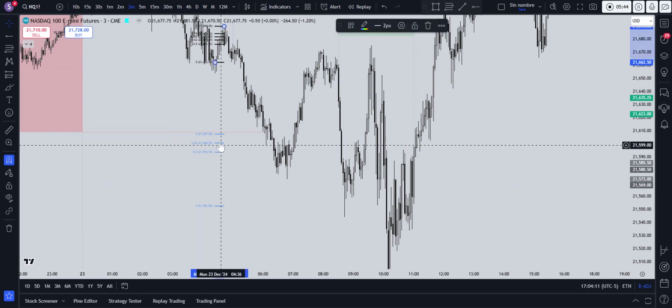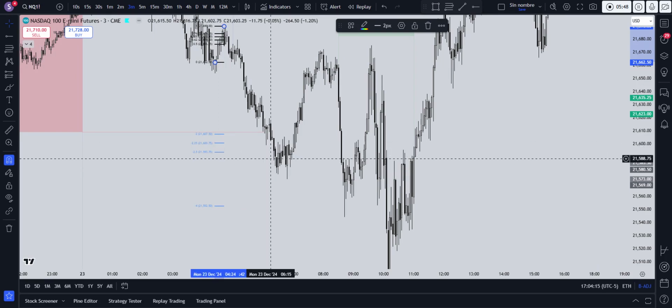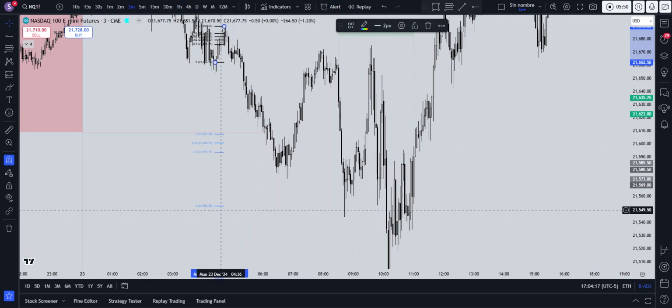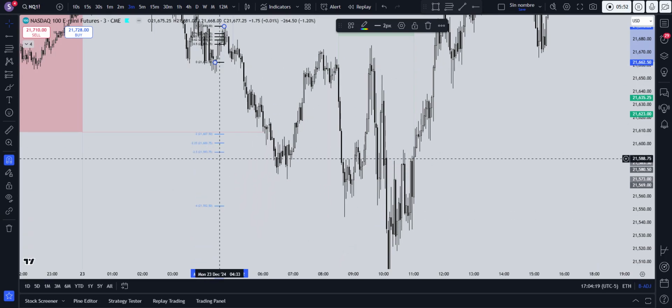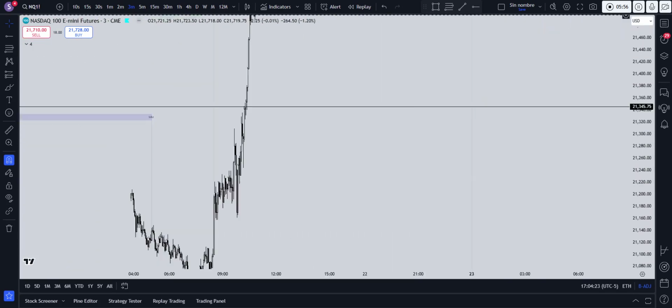So in this case, if we see it's not clear enough at this zone, just wait for the four reversal point, and that's it. Let me show you another example.